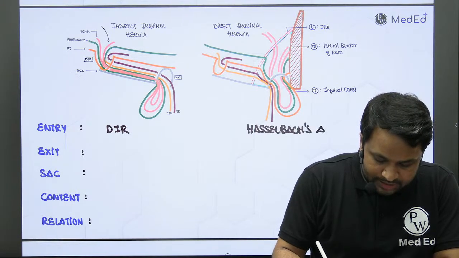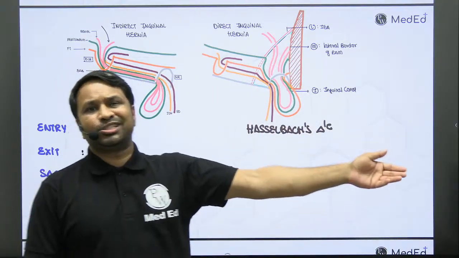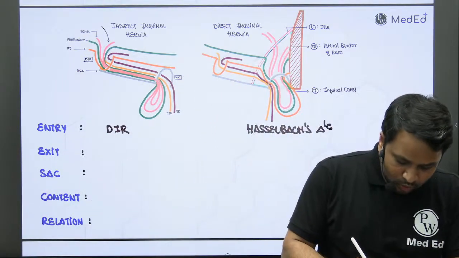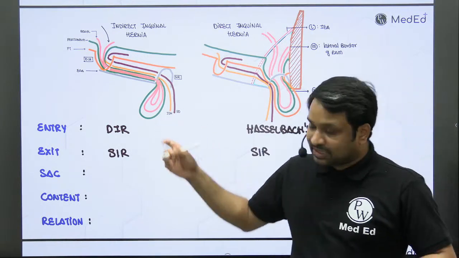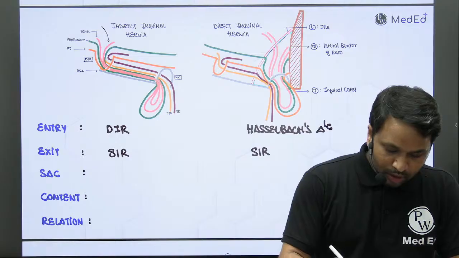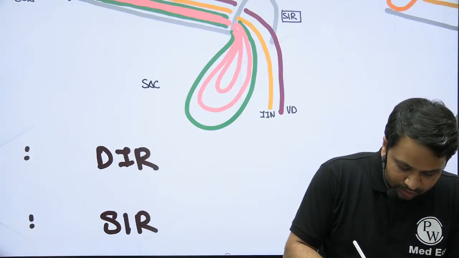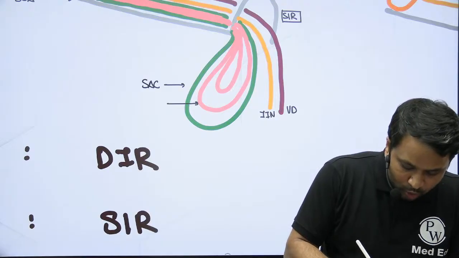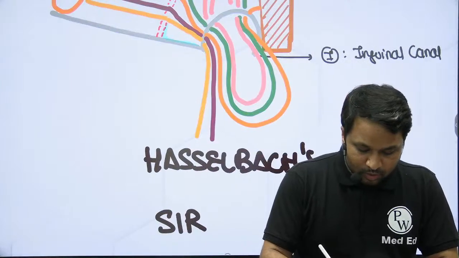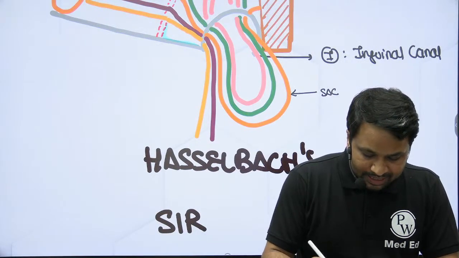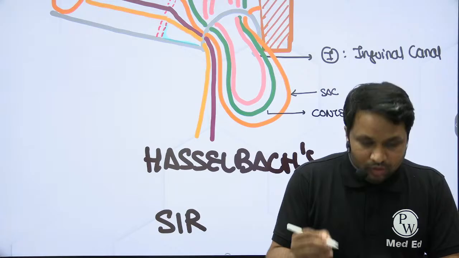Okay? So in some context, rather than saying Hesselbach's triangle, you can also use the word the posterior wall of the inguinal canal. Exit दोनों का एक ही है. The exit is going to be from the superficial inguinal ring. Now this outermost covering that is present, this is what we call the sac of the hernia. sac के अंदर जो भी मिलेगा उसको आप content बोलते हो. This is what we call the content of the hernia. ठीक है. Same here also, the outermost covering is what we call sac. sac के अंदर जो भी मिलेगा उसको आप content बोलोगे. This is the content of the hernia.